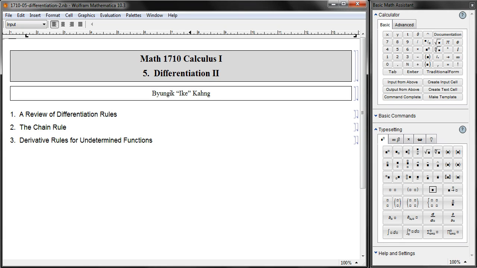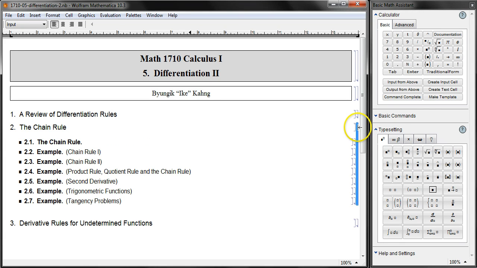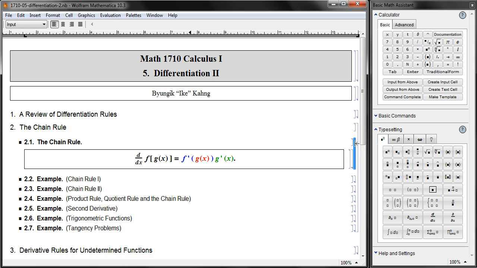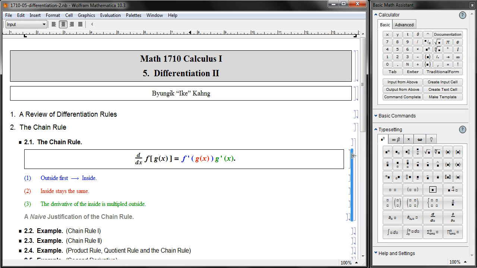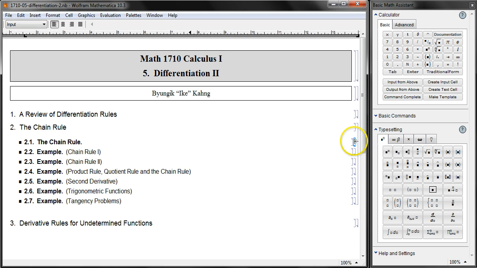Welcome back, students. Let's get back to the chain rule. This is a statement of the chain rule. This is a step-by-step process. Number 1, outside in. Number 2, inside stay the same. Number 3, the derivative of the inside comes like a dangling chain. Okay, that's the chain rule.